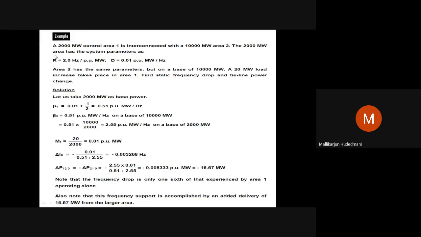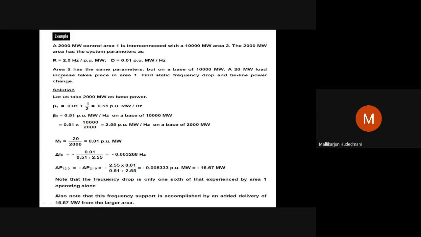Okay, I read it out. A 2000 megawatt control area 1 is interconnected with 10,000 megawatt area 2. The 2000 megawatt area has the system parameters as the area 1's response characteristics: R is 2 hertz per pu megawatt, and the area's load damping constant D is 0.01 pu megawatt per hertz.